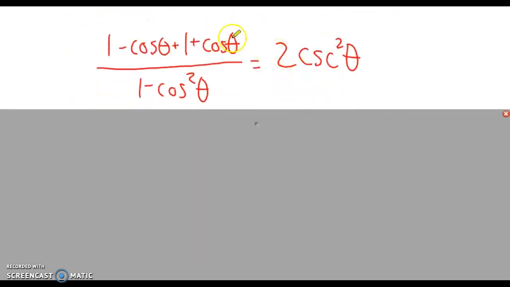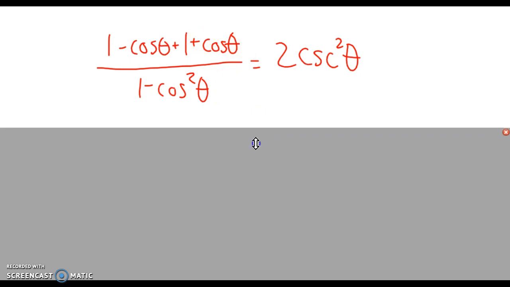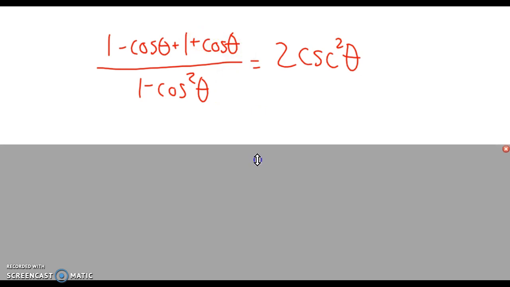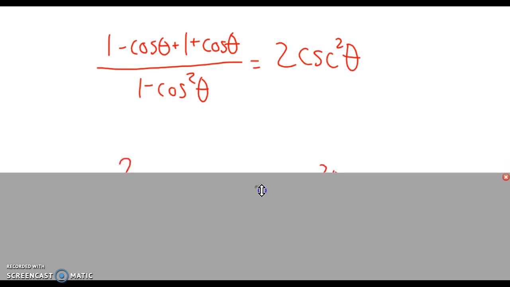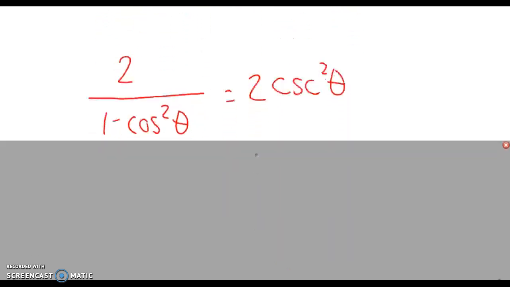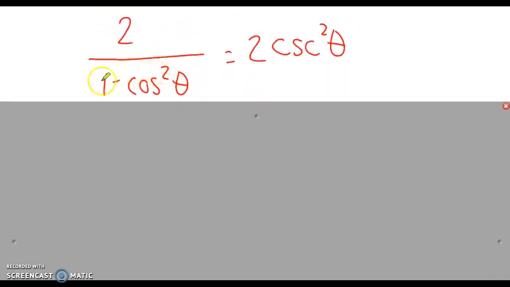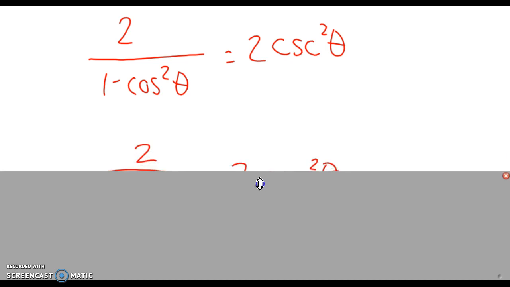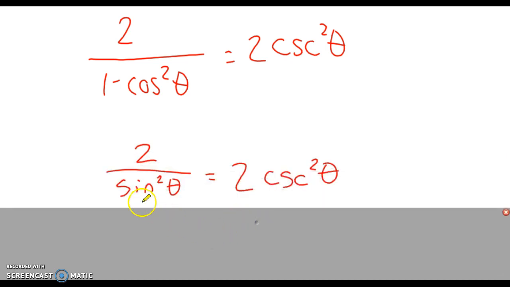And I get that. Now you can see that I've got a 1 plus 1 there, and then I've got a minus cosine theta and a plus cosine theta. So when I simplify the top, 1 plus 1 is 2, and then minus cosine theta plus cosine theta is 0, so I just am left with 2. Then I hope you're starting to recognize our favorite Pythagorean identity in disguise here. 1 minus cosine squared theta is indeed equal to sine squared theta.